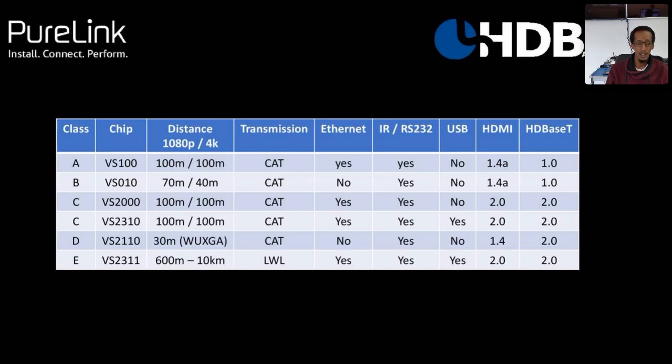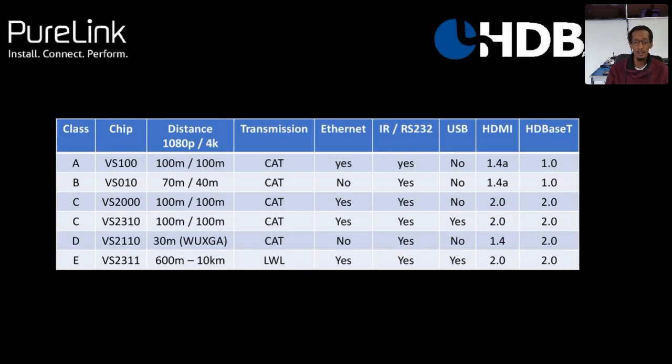the 2310. The 2310 is able to transmit 4K signals up to 100 meter over the CAT cable. It's supporting Ethernet pass through, it's supporting IR and RS-232, it's supporting USB, it's supporting HDMI, and it's the HDBaseT 2.0 standard. So this is the most advanced chipset with the most features. And if you need all of those signals, make sure you're purchasing a device which has this chipset built in.